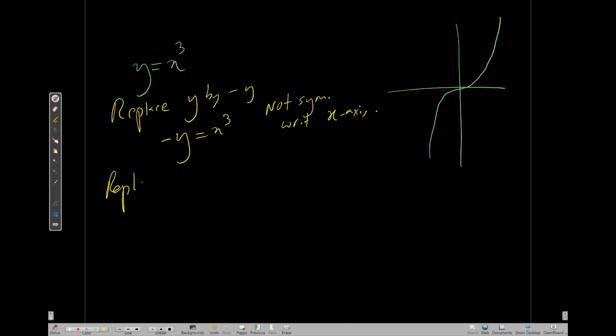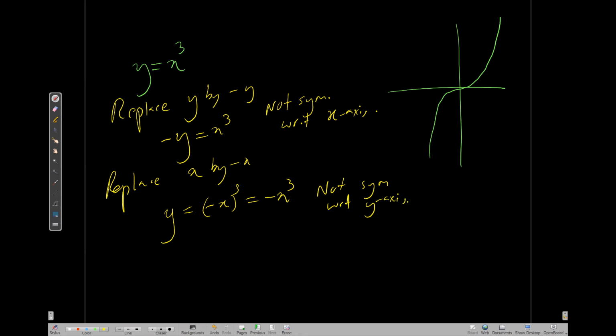And now let's replace x by negative x. So y equals negative x, please remember the parentheses, negative x cubed, negative into negative, again negative x cubed. So y equals negative x cubed, again no. So not symmetric with respect to y-axis. And that's clear, right? See, this part and this part are not the mirror image under either x-axis or y-axis.